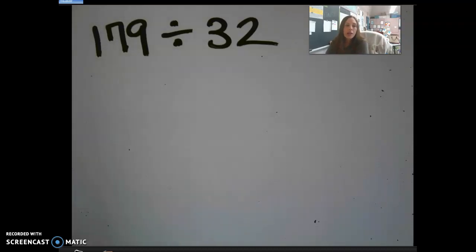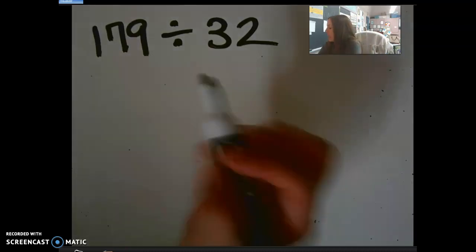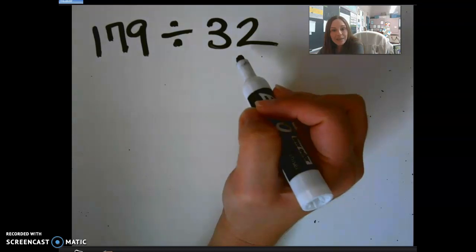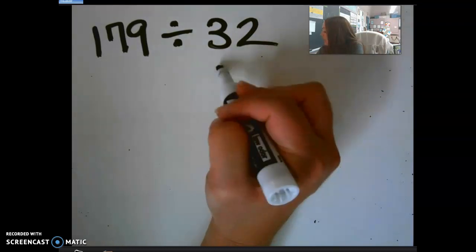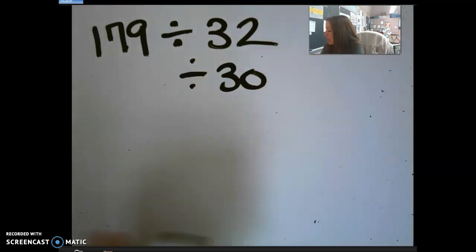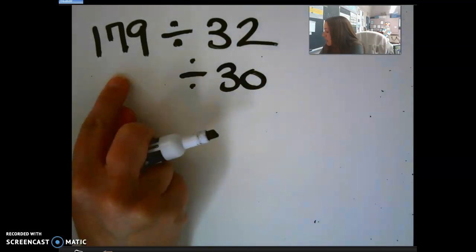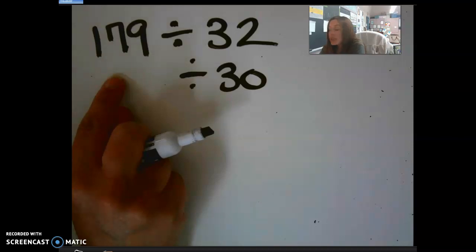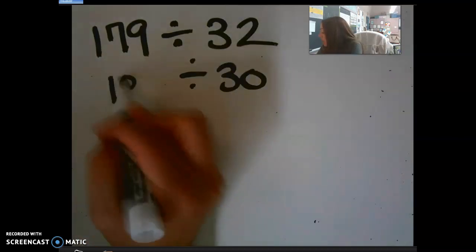Okay, well, I'm going to go ahead and estimate 32 to the closest 10. The closest 10 to 32 is 30. Now, I want to find a number that 30 or 3 can easily go into that's really close to 179. Well, 179 is already close to 180.